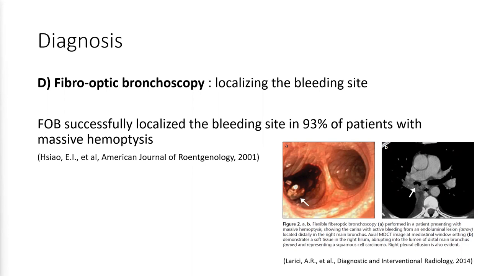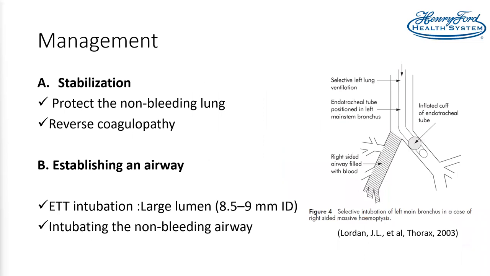But what I want to try to tell you in the diagnosis part is imaging should be in your mind before a bronchoscopy sometimes, if you don't need the bronchoscopy for airway management. That's something I want you to remember. When we talk about management, first and foremost, if we go back to the mechanism of decompensation, the first thing you want to try to prevent is aspiration to the contralateral lung.